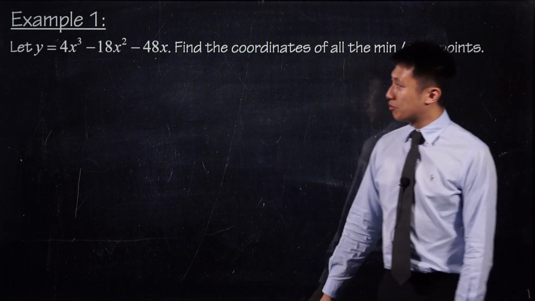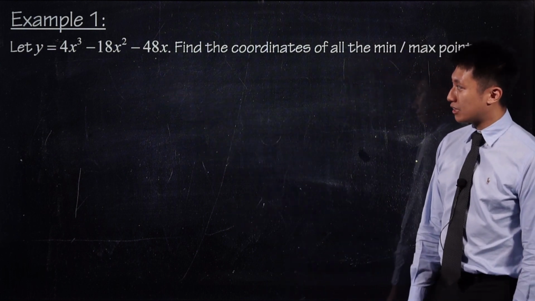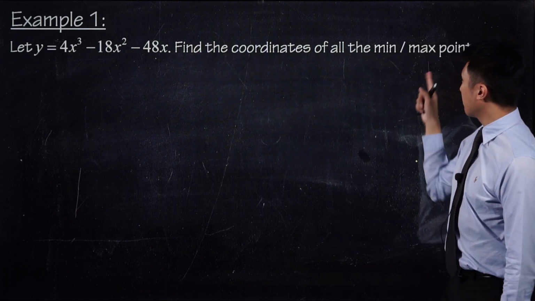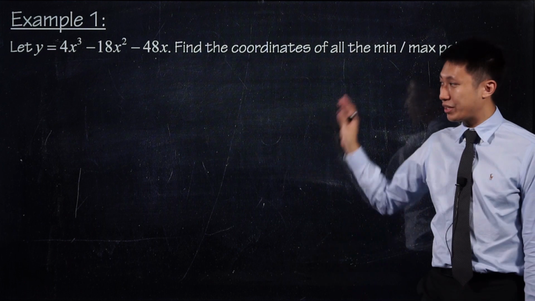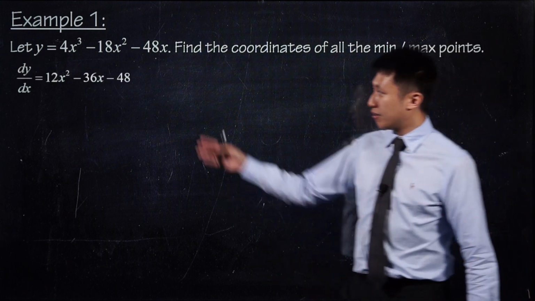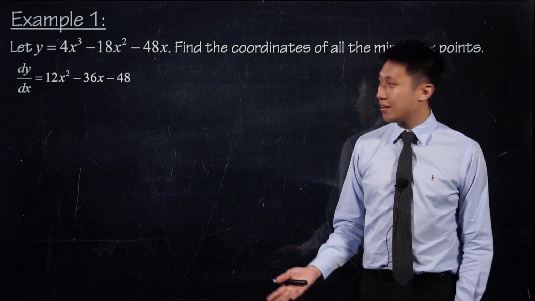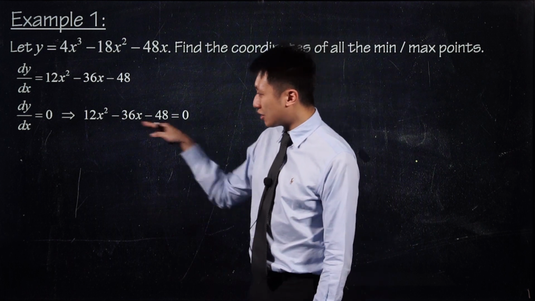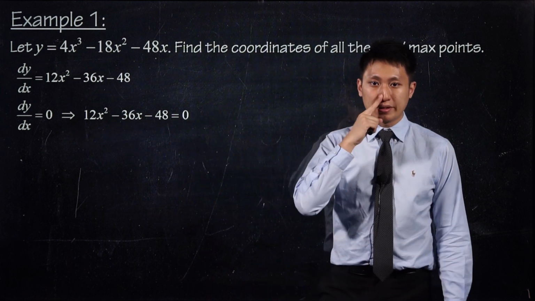Let y equal 4x³ minus 18x² minus 48x. Find the coordinates of all minimum and maximum points. Very simple. We just repeat whatever we have done. You find dy/dx. I guess you are very good at this now. Set it equal to 0. Do you know how to solve this one? There are a few ways, right?